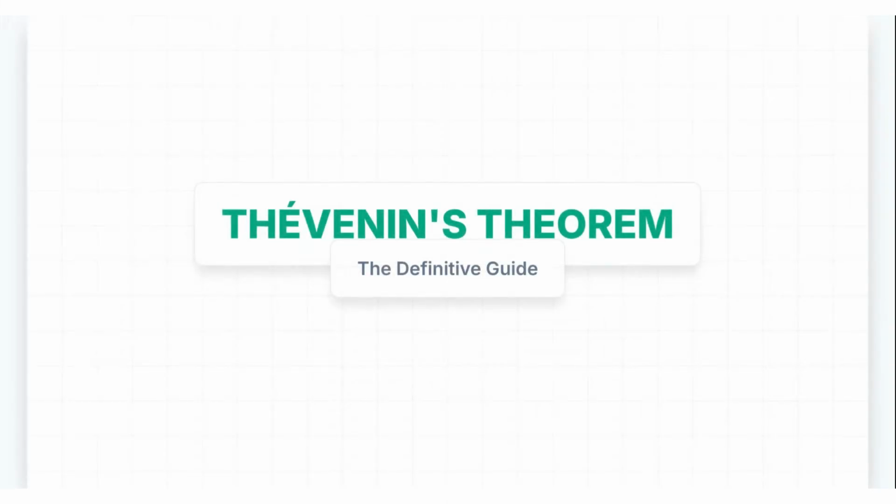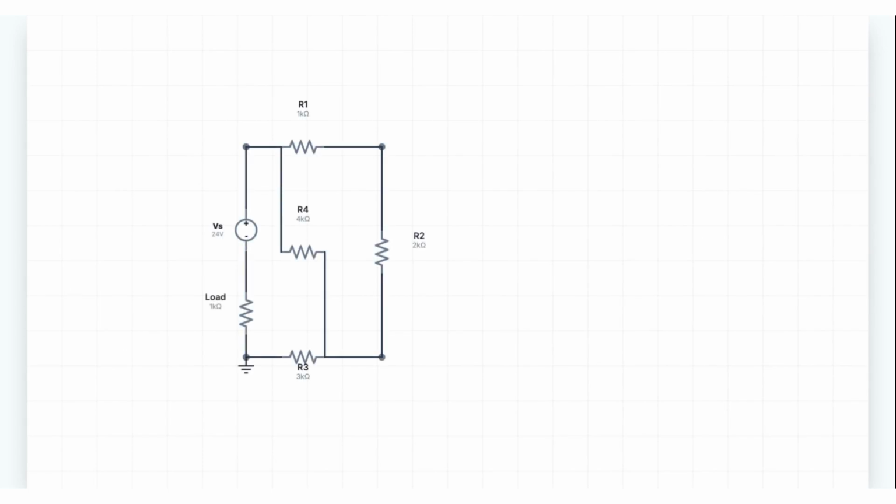Welcome to the definitive guide to Thevenin's theorem. Let me show you a problem that every electrical engineering student faces. Here's a circuit. It's got voltage sources, current sources, 5 resistors, multiple loops. Now here's your assignment. Find the current through this load resistor, RL.